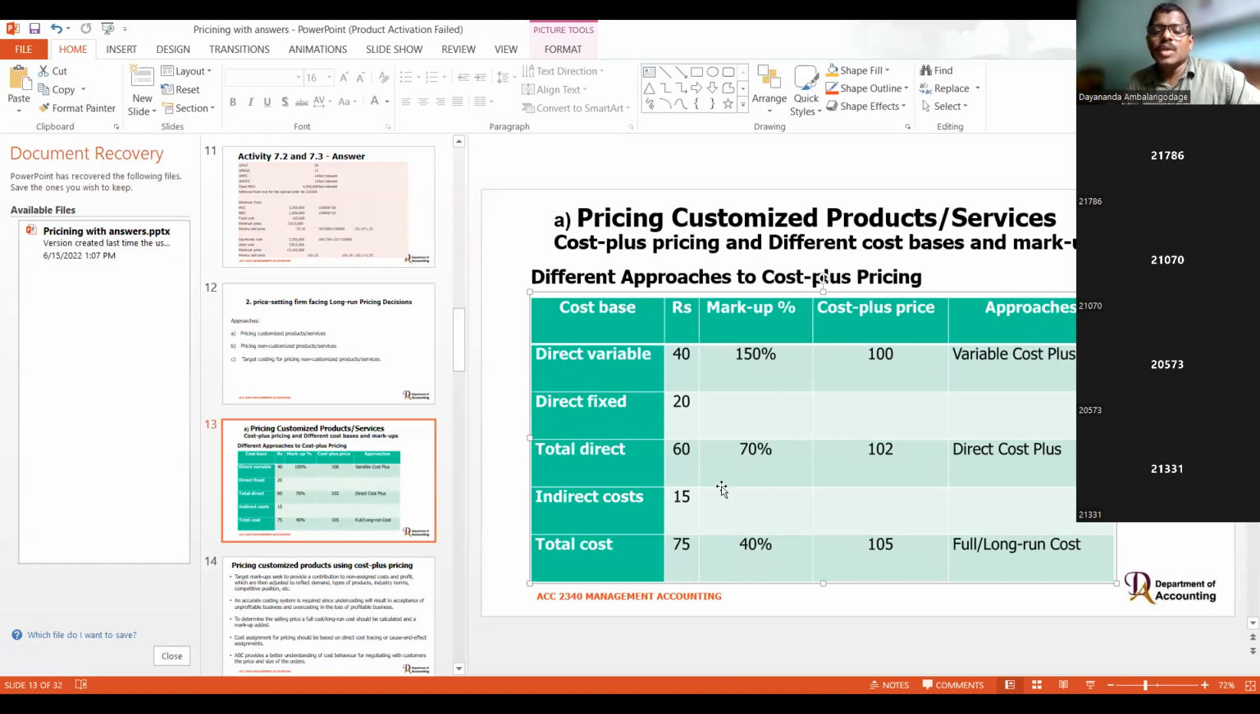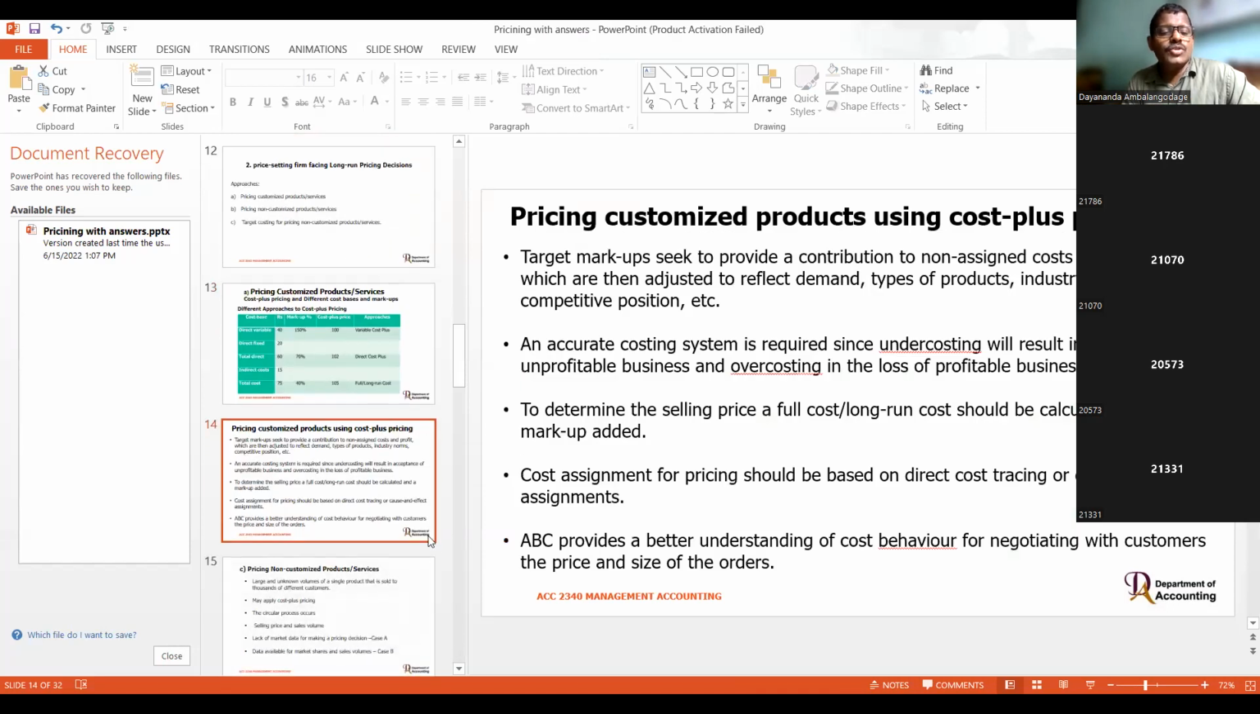That's why here you get a large amount. Okay, so then we will move on to the other part, which is pricing customized products using cost-plus pricing. Target markup seeks to provide a contribution to non-assigned cost or profit, which are then adjusted to reflect different types of products, industry norms, and competitive positions.